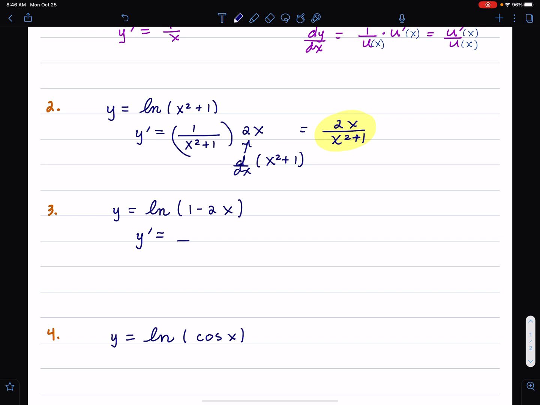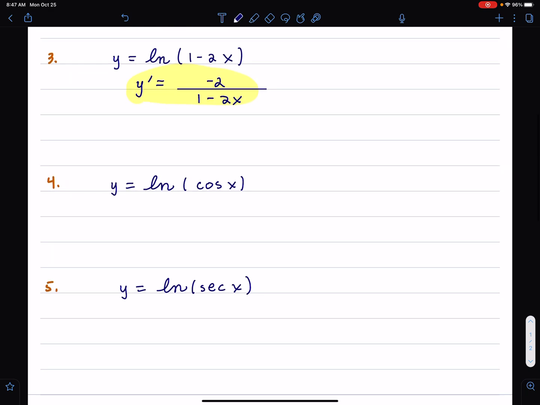For this one over here, we could just go right to it. y prime is 1 over u, and I'll put 1 minus 2x in the denominator. And then the derivative of this u is negative 2. Why is that? Well, the derivative of 1 is 0. The derivative of negative 2x is negative 2. And so we just sort of get on a roll doing this.